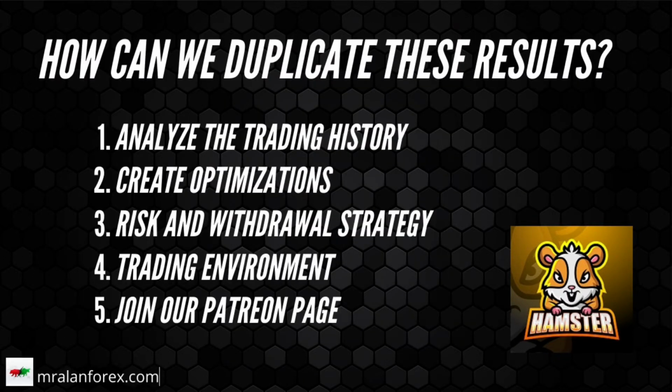So here is the course of action. First of all, we're going to analyze the trading history. With MQL5, you can see all the historical trades and even download them to a spreadsheet. Secondly, with some input from the trading history, we'll develop some optimizations using the Hamster Scalping trading robot. Thirdly, I want to talk about risks regarding this type of trading and a withdrawal strategy. And then let's talk about the trading environment that is required to pull something off like this.